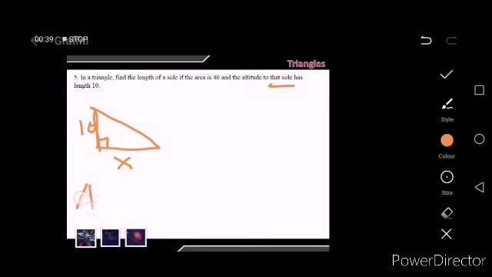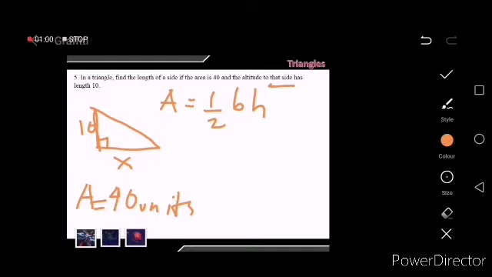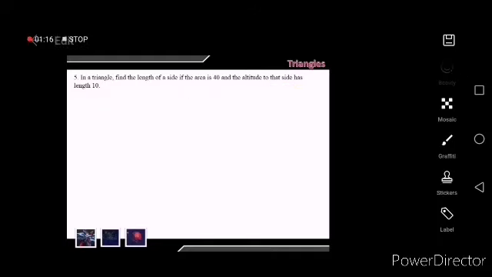Now, if the area is given, which is 40 squared units, what formula are we going to use to solve the value of x? Yes, we can use the formula 1/2 base times height. Why? Because we have the altitude 10 and we have the base which is x. And also the area 40 squared units is given. So how are we going to solve this missing value of x? You just need to substitute the values.